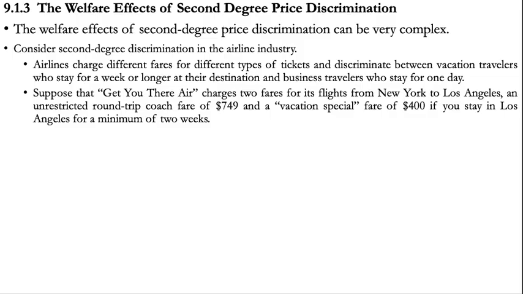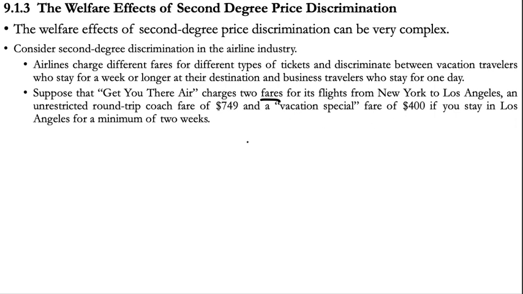So let's use this hypothetical example. Let's say we have Get You There Air, an airline similar to Malaysian Airlines or Emirates or AirAsia. This airline charges two fares for its flight from New York to LA. So what are these two fares? If you just have an unrestricted round trip, you can go and stay for one day or less, then the coach fare is 745. But if you take the vacation special, in which you have to stay in LA for a minimum of 2 weeks, then you just need to pay 400.